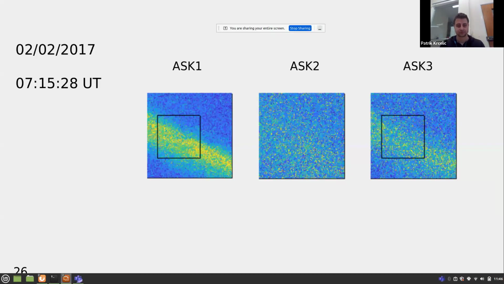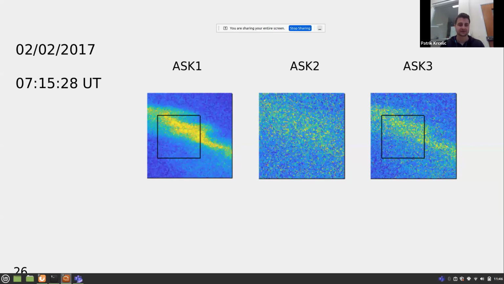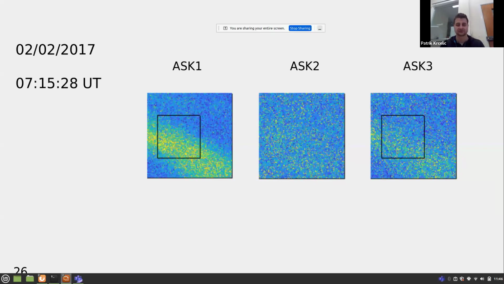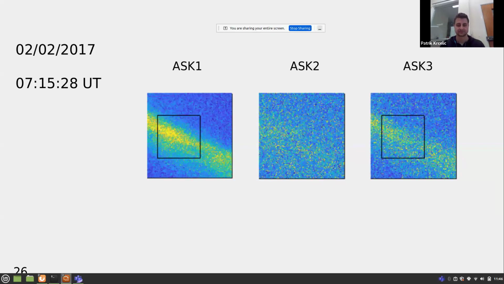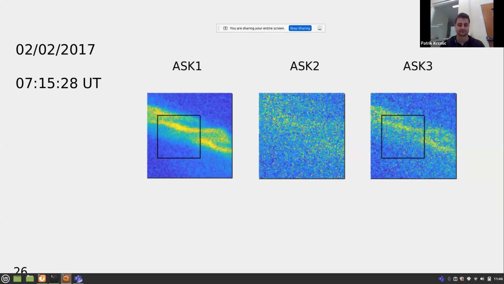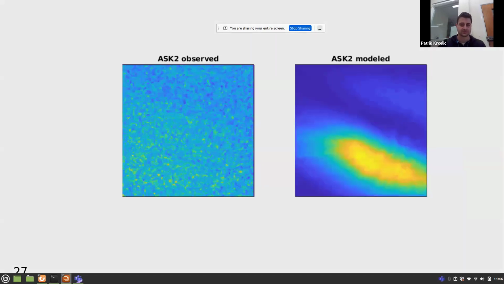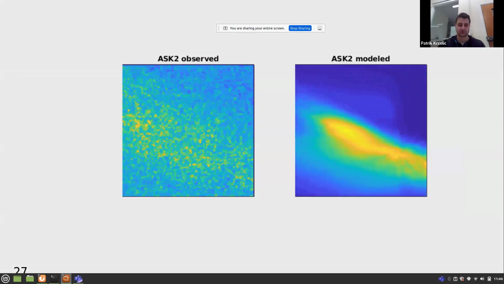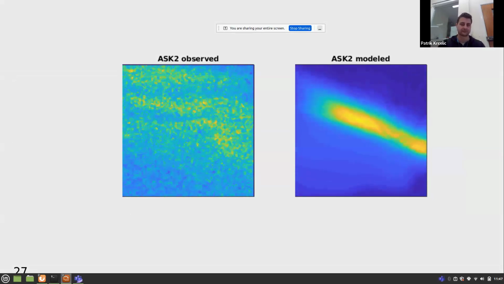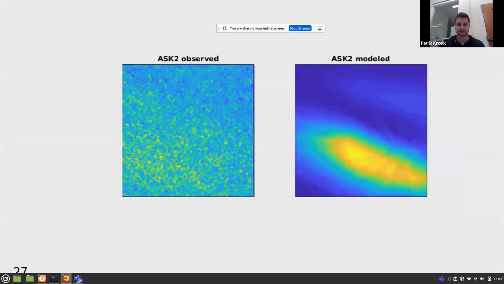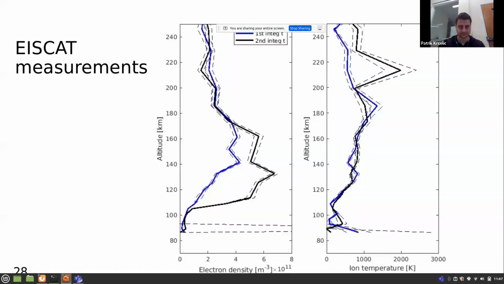The second event, which we decided to look at because it's a bit more dynamic, is from 2nd of February 2017. We decided to double check our findings on the second event. This is how it looks when we model it. Again, on the left is observed and on the right is the modeled emission. This is how the ASCAT measurement looked.